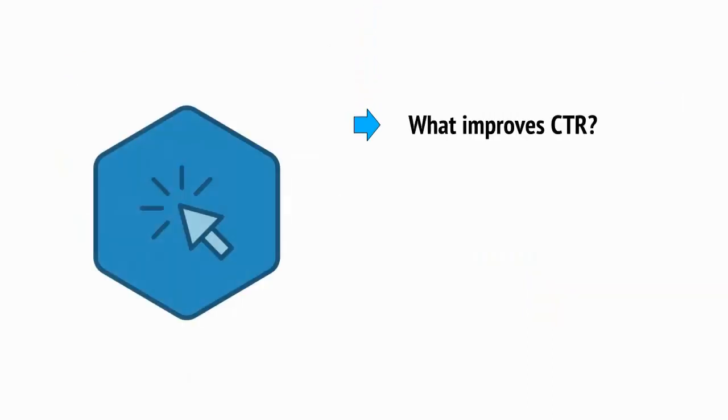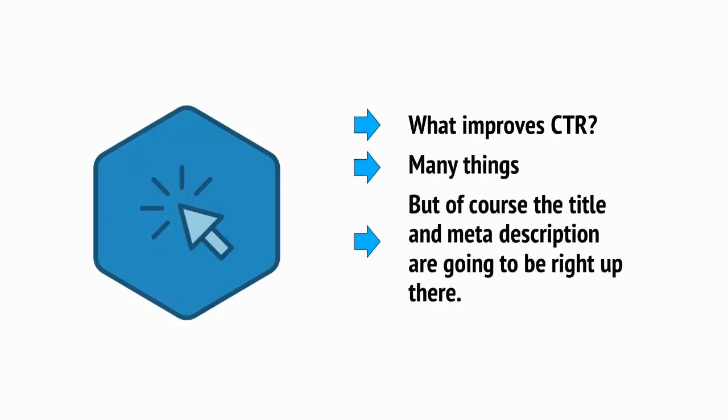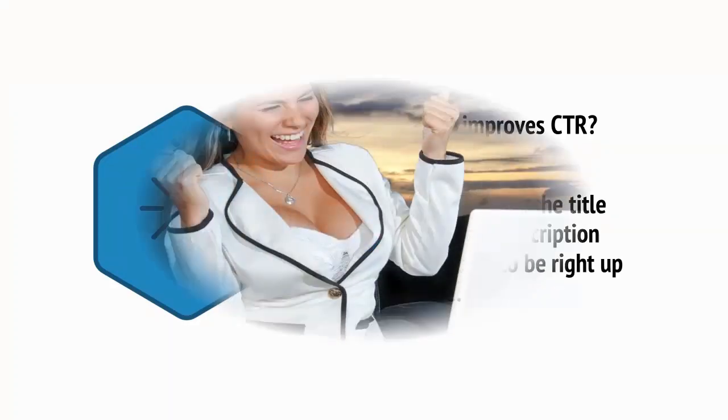What improves CTR? Well, many things, but of course the title and the meta description are going to be right up there. Think about what will be interesting for someone who is searching for the key phrase that you're trying to rank for. Make sure there is a direct connection here and have all the signals pointing to the same topic. And learn how to write engaging titles and descriptions.